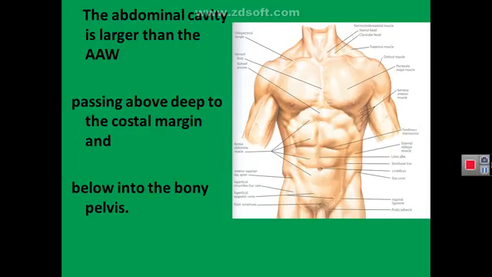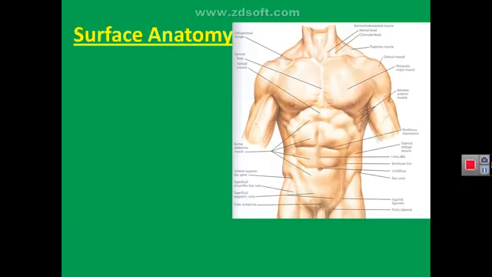The anterior abdominal wall is smaller than the abdominal cavity because part of the abdominal cavity extends deep to the ribs and costal margin, and also part of the abdominal cavity extends deep into the bony pelvis, and so the anterior abdominal wall is smaller than the size of the real abdominal cavity.